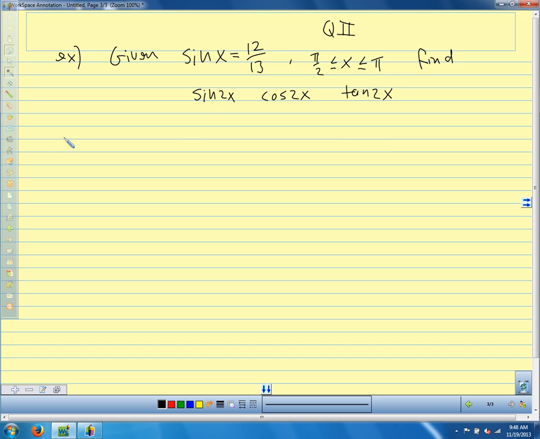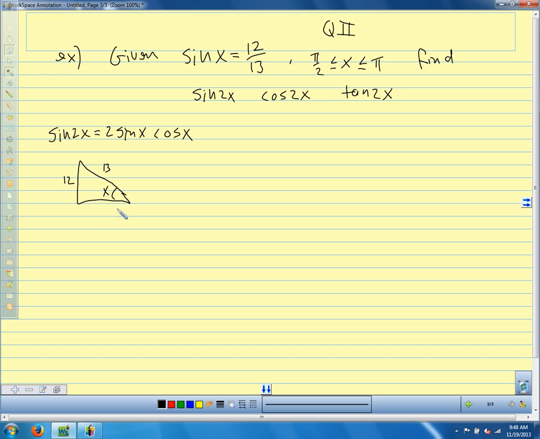Well, let's start with sine. We know that the sine of 2x is 2 sine x cosine x. We know the sine of x. How can we find the cosine of x? Draw a triangle. Perfect. This tells us 2 sides of our triangle. We're in quadrant 2, so I'm going to draw my triangle this way. There's x. The sine of x is 12/13. So that's 12, that's 13.